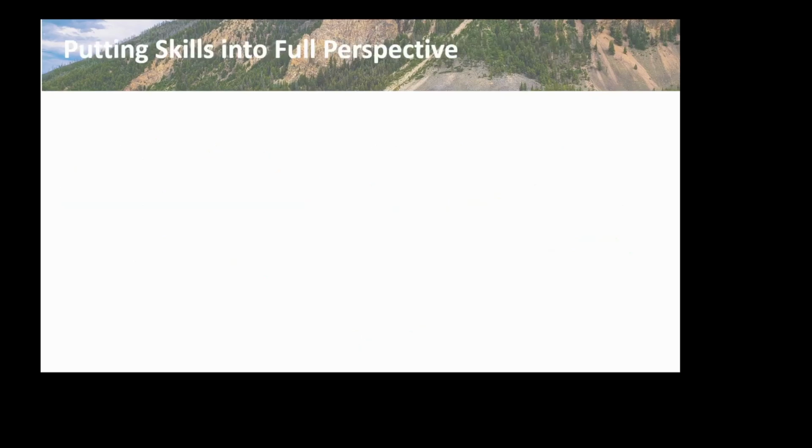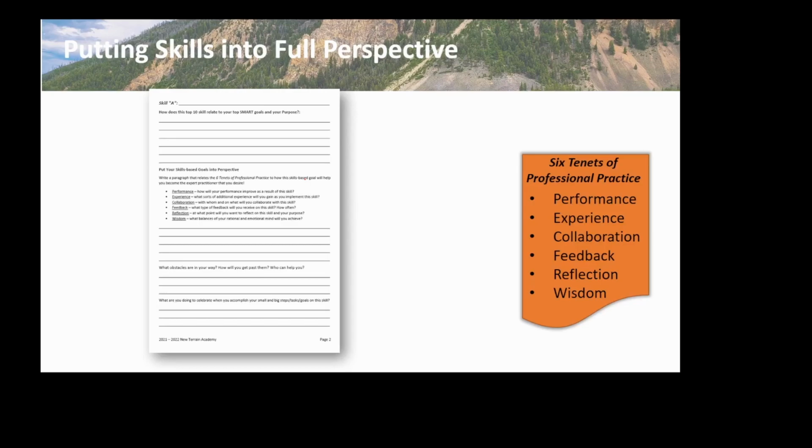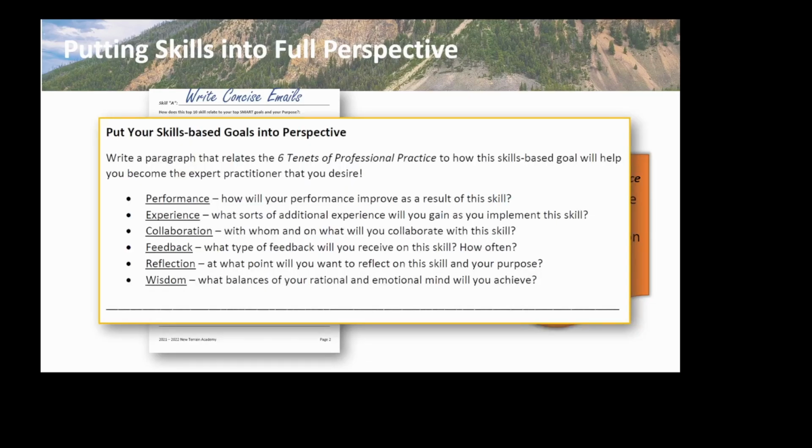So let's put these skills into a fuller perspective using the 6 tenets of professional practice: performance, experience, collaboration, feedback, reflection, and wisdom. You're going to use page 2 of this exercise, write in that skill A. So in the example, skill A here would be write concise emails. And from there, you want to evaluate the 6 tenets of professional practice in light of that particular skill, writing concise emails.